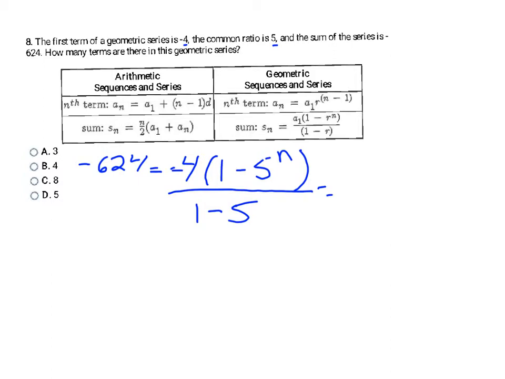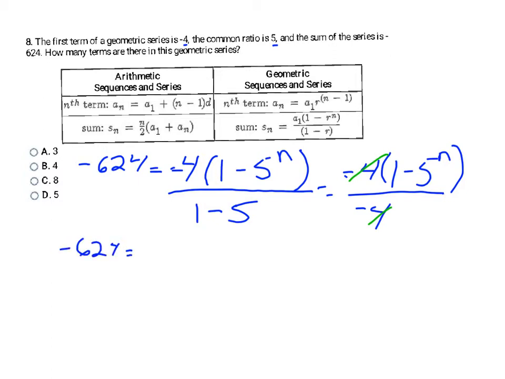The first thing I can do is subtract the denominator. So that's going to be negative 4 in the denominator. And then I see that there's a negative 4 in the numerator and the denominator. There's multiplication here by the one in the numerator, so that means I can cancel these. They're going to divide to 1, which cancels them out. And so that means I'm left with negative 624 is equal to 1 minus 5 to the n.